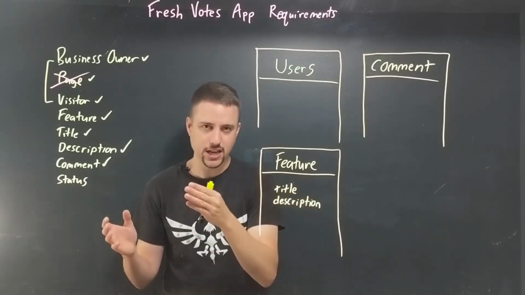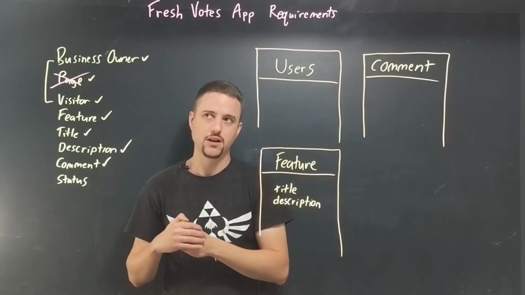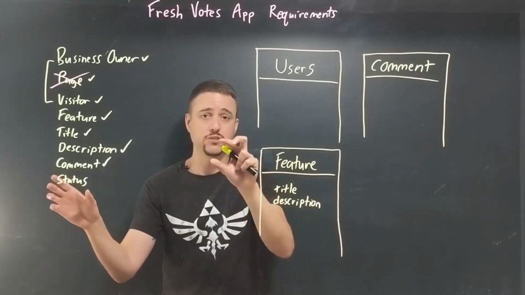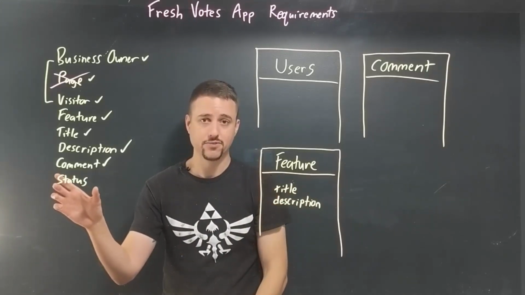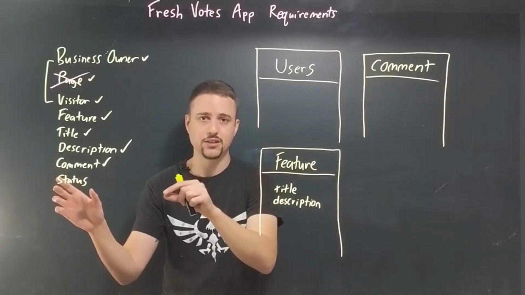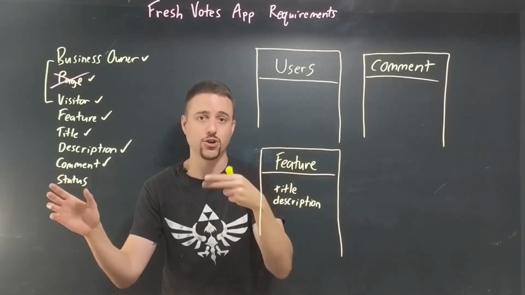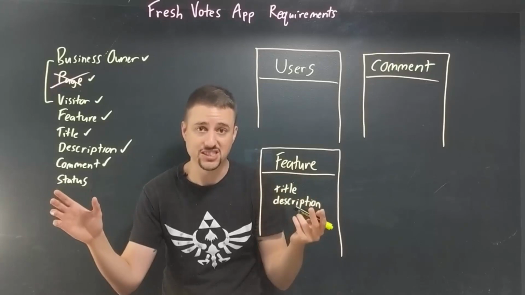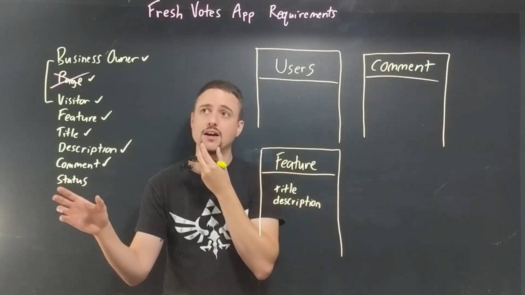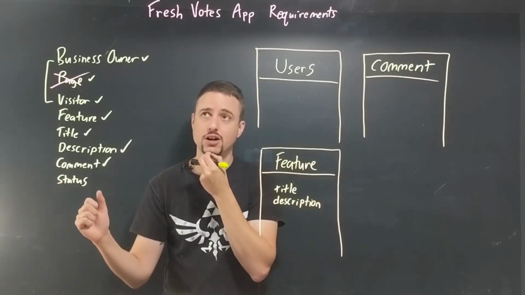I'm trying to think, should it be its own table? If status was its own table, what properties would it have? There would have to be some sort of property that defines the current state of the status. So maybe it would just be state. Right? Okay. Are there any other properties that would exist on the status table?